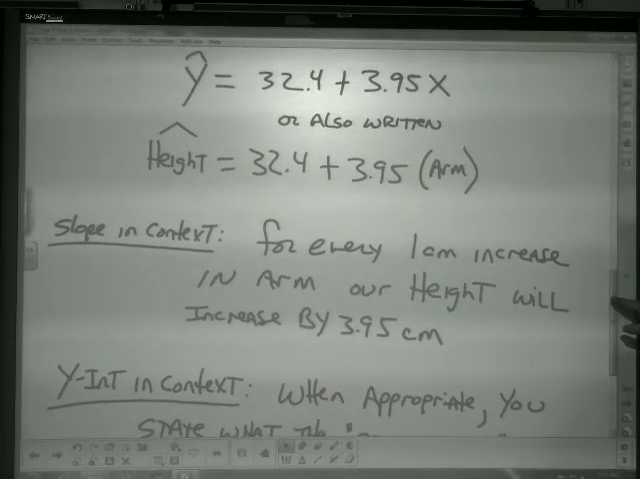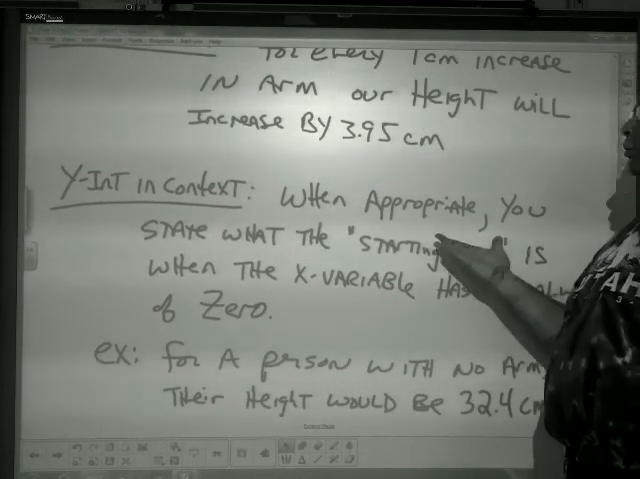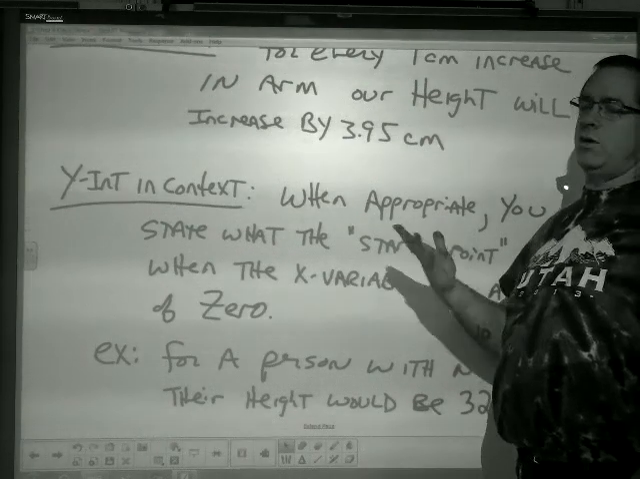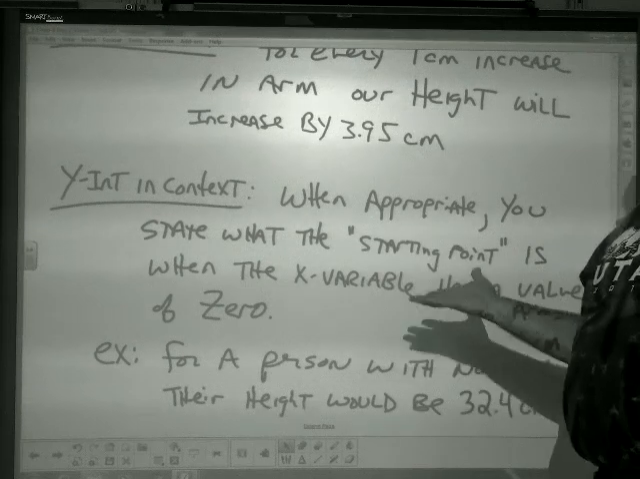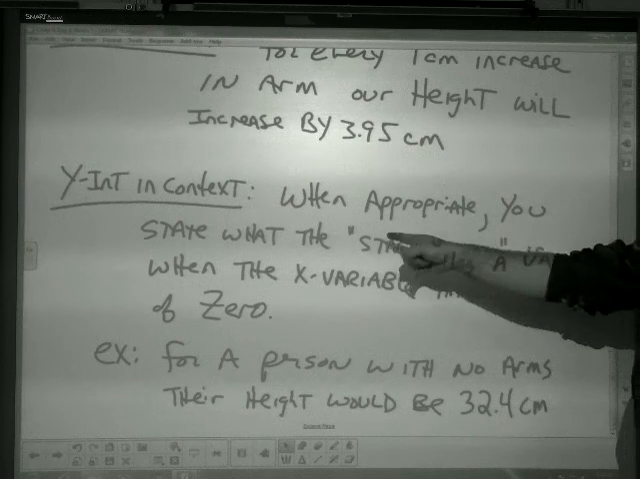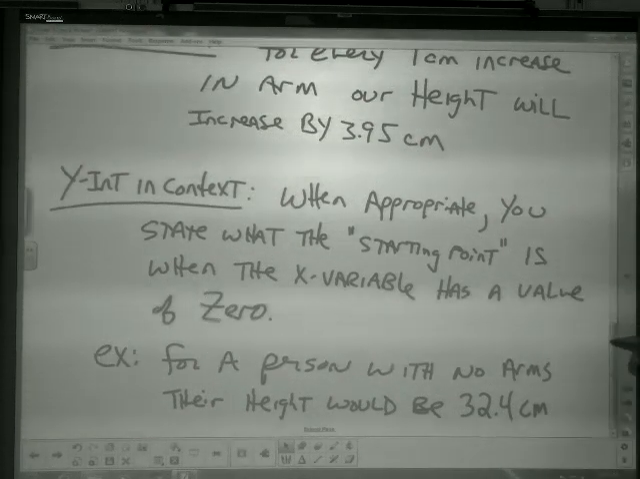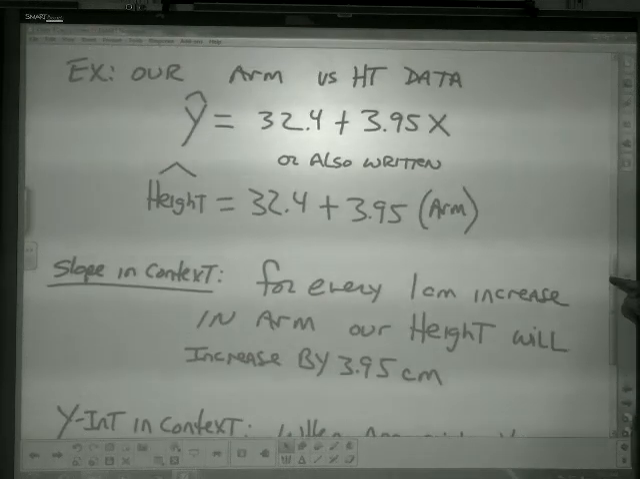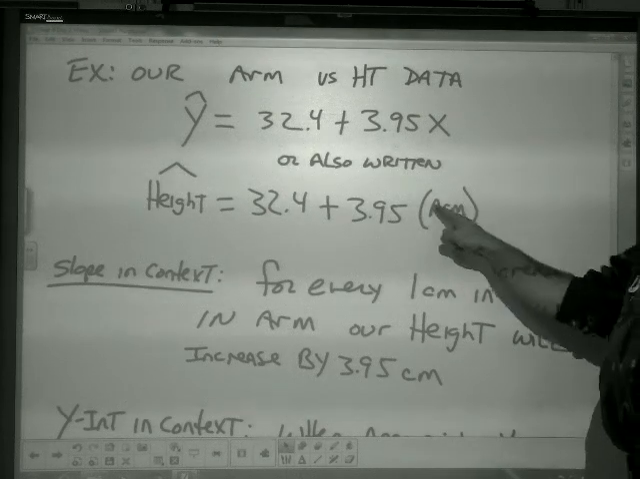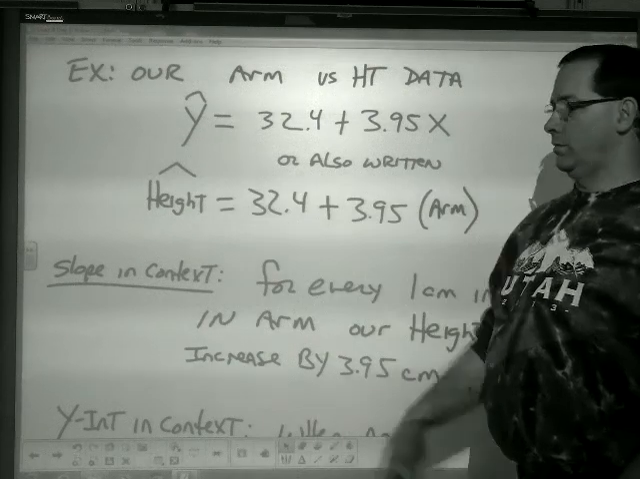The other one that we talk about is the y-intercept in context. And when appropriate, or when it seems that it fits for what we're talking about, it's not always useful. So when useful, I should say, maybe instead of appropriate, you state what the starting point is when the x variable has a value of 0. Okay, so let's take a look at our equation. Our x variable has a value of 0. So our arm has a value of 0. If I put a 0 in here, here's our starting point, okay, for height.